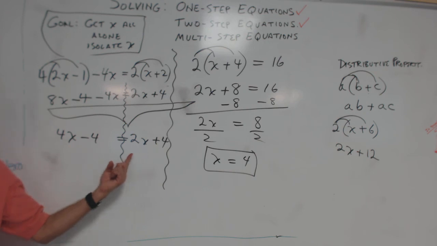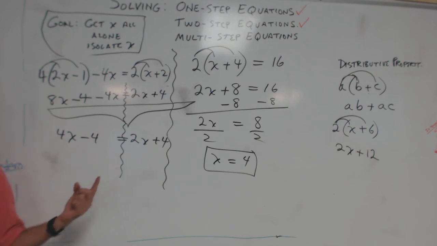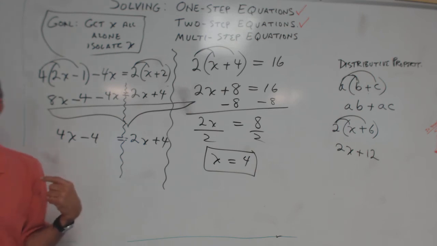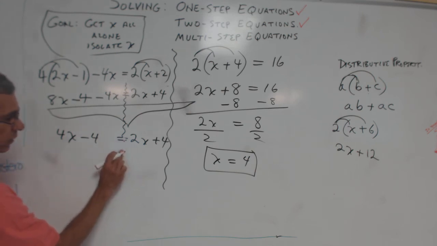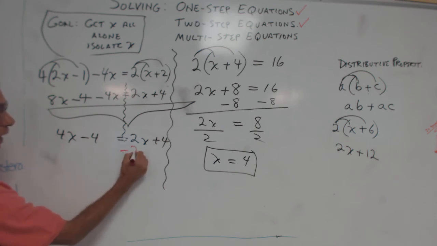Now I see a problem. I have x's on both sides of the equal sign. I cannot isolate my x with x's on both sides. It's absolutely impossible. Don't ever let anybody tell you it's impossible except me. You have to get the x's on the same side. So to get something off, you have to subtract 2x. I'm going to get rid of this squiggly line here. It's driving me crazy. I'm subtracting 2x.